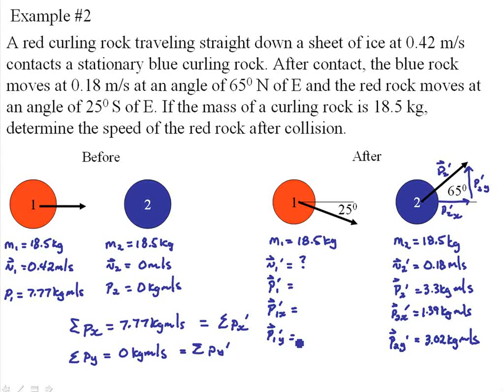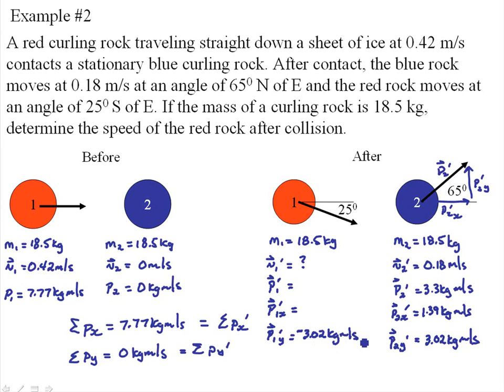That means total momentum in the y direction after must be 0. So if the momentum of object 2 in the y direction is positive 3.02, the momentum of object 1 must be negative 3.02 kilogram meters per second. That way when you add those two values, you get 0 after, and you had 0 before.